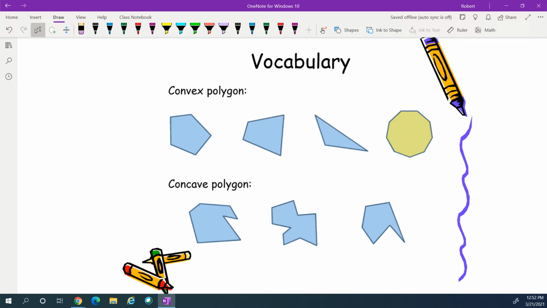So a couple examples of convex and concave. You can see in convex, if we think about any corner, they point out. If it was an arrow, it's pointing out, where concave has at least one that points inward. So again, just some examples.